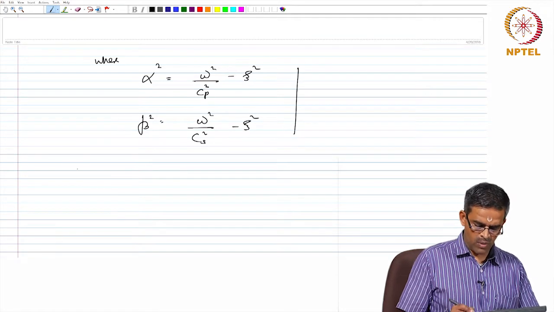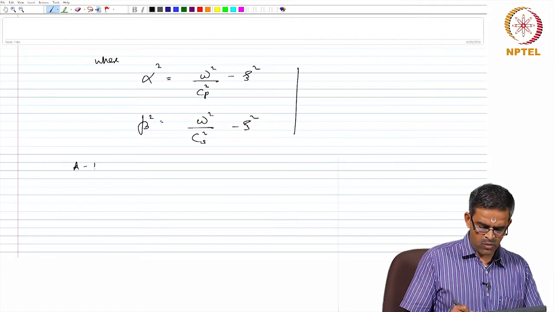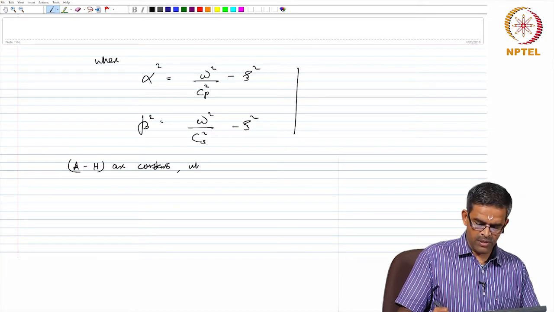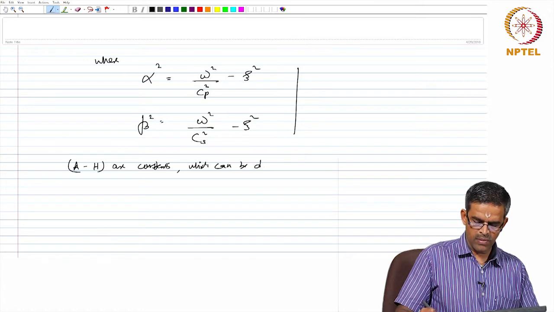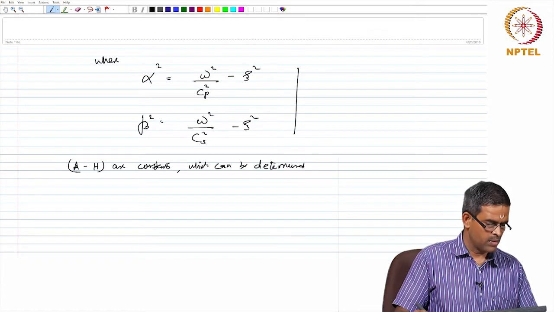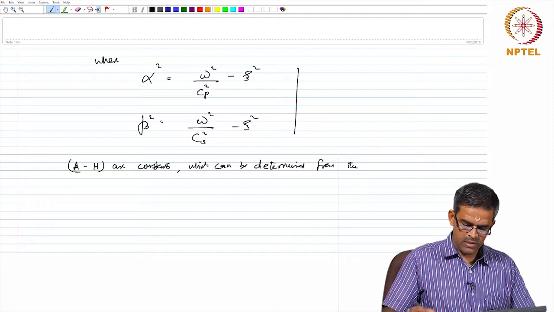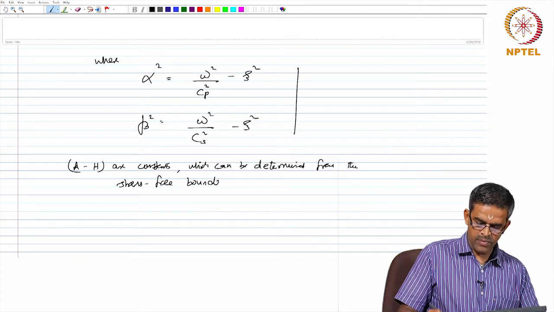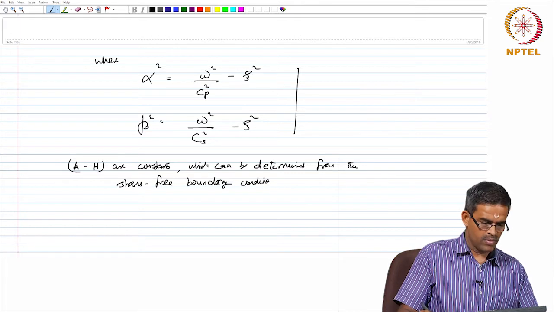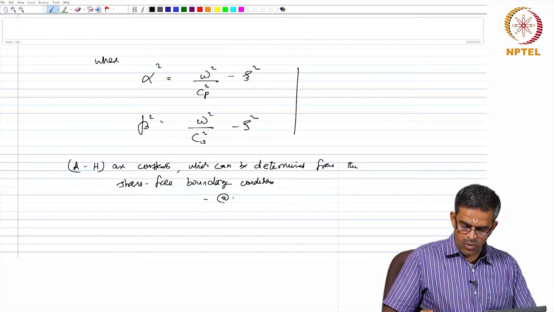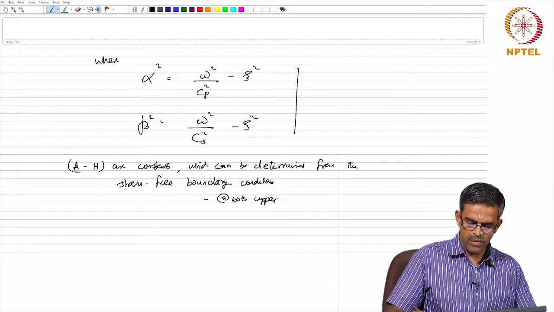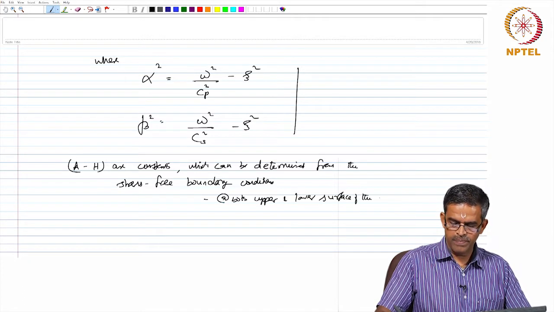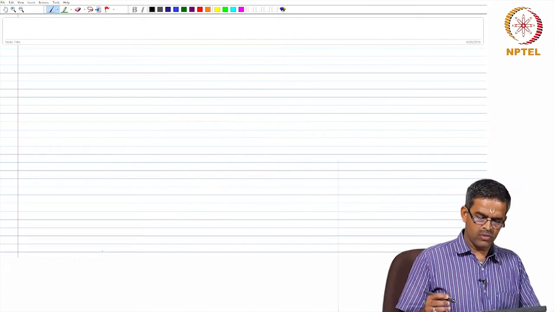If you look at this equation, the terms A to H are constants which can be determined from the stress free boundary conditions at both the upper and lower surface of the plate. Let us write down those equations.